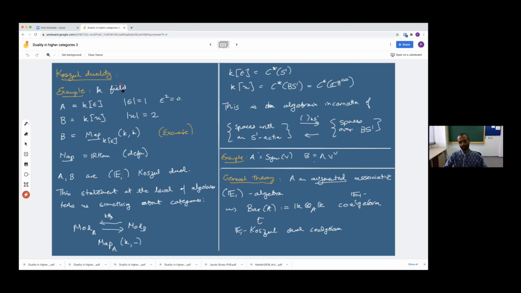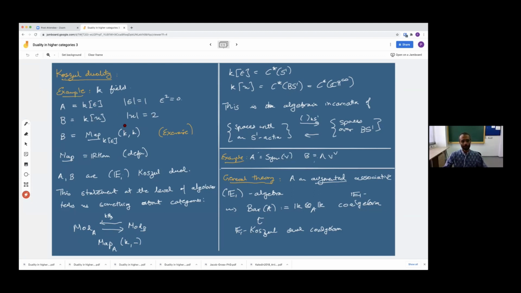So let's fix a field K, complex numbers if you like, and let's consider this algebra K[epsilon], where epsilon is a variable in degree 1. If I ask this algebra to be commutative, that automatically implies that epsilon squared is 0. But I'm actually just viewing this algebra as an associative algebra. So let me spell out that epsilon squared is 0. Then we have this other algebra, which is K[u] with u in degree 2. So it's a polynomial ring with u in degree 2.